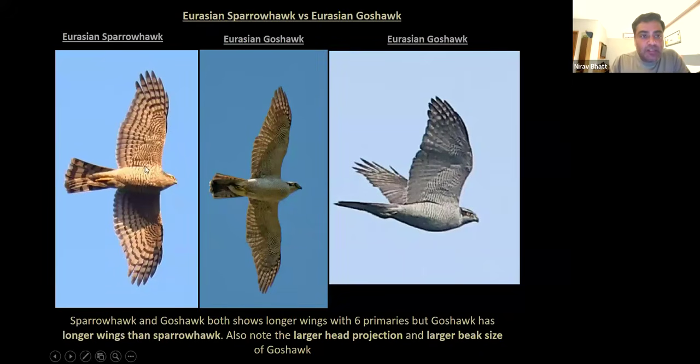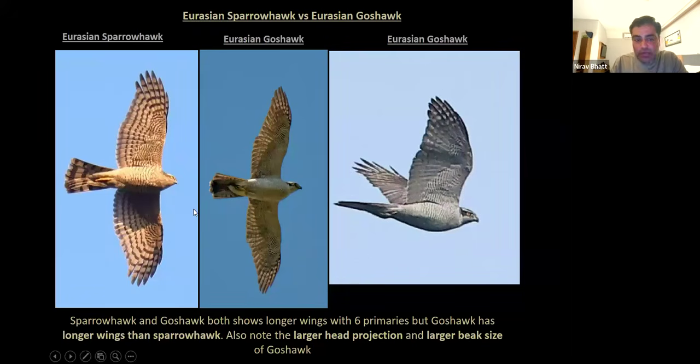Okay, in flight, when compared with Eurasian sparrowhawk, the goshawk looks very similar prima facie. So we need to analyze a little more. So these are the finer details coming in. Goshawk has even longer wings in comparison to sparrowhawk. We saw earlier that sparrowhawk has the longest of the four, but the Eurasian goshawk has even longer wings in comparison to the sparrowhawk. One. Second, it has a very large head projection and beak size in comparison to Shikra.